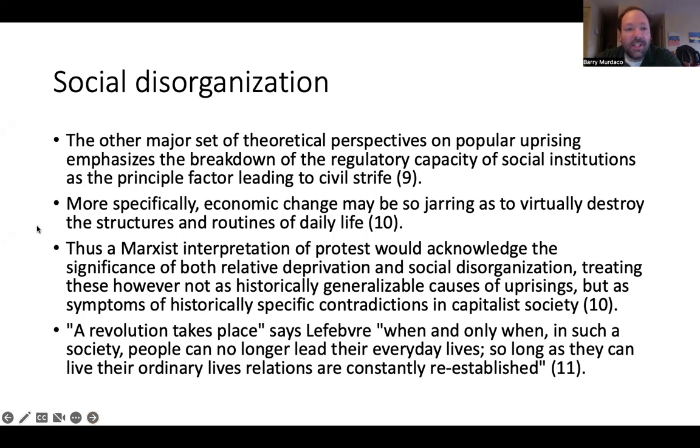The other school of thought is this idea of social disorganization. The other major set of theoretical perspectives, they say, on popular uprising emphasizes the breakdown of the regulatory capacity of social institutions as a principal factor leading to civil strife. More specifically, economic change may be so jarring as to virtually destroy the structures and routines of daily life. So now they're saying that, again, economic change can break up people's normal habits.